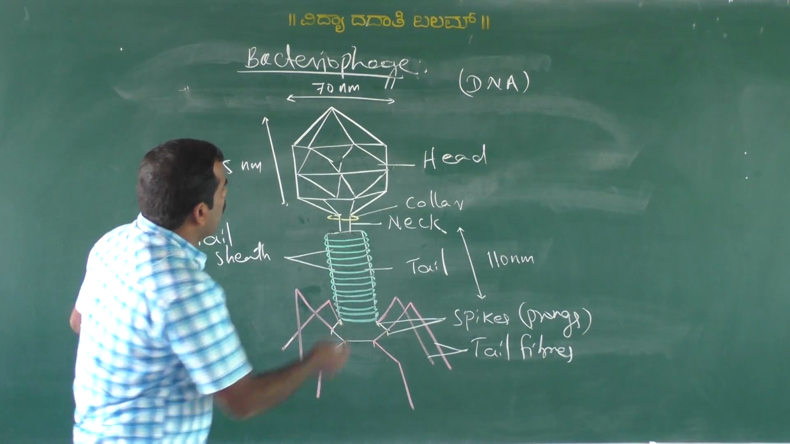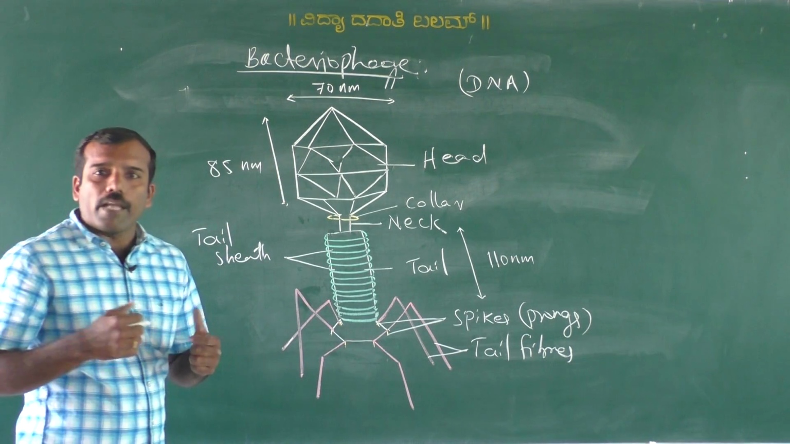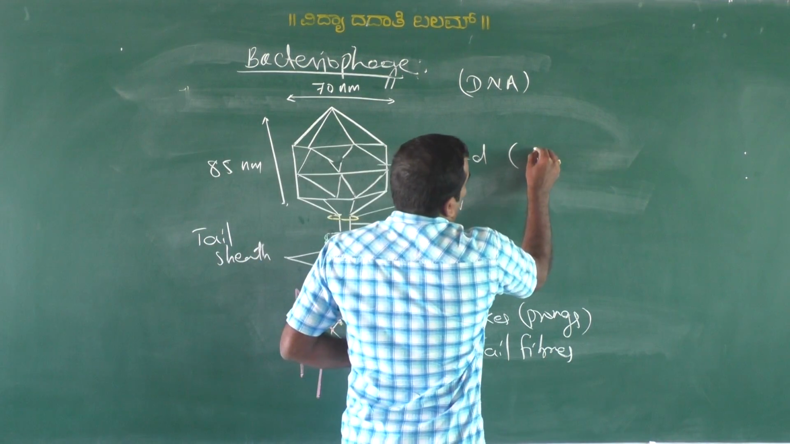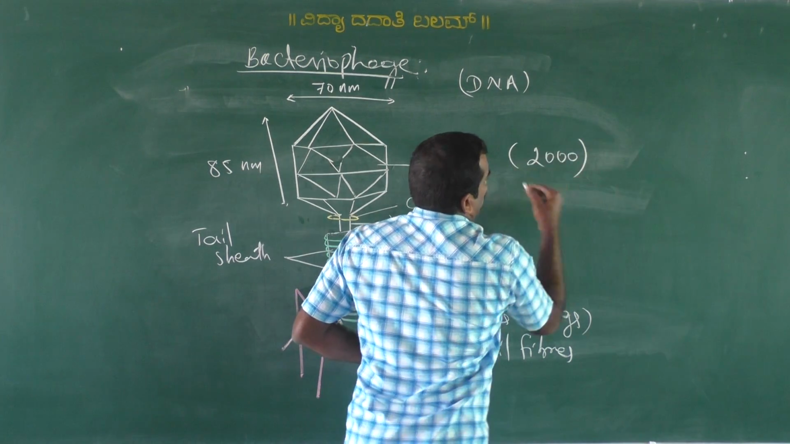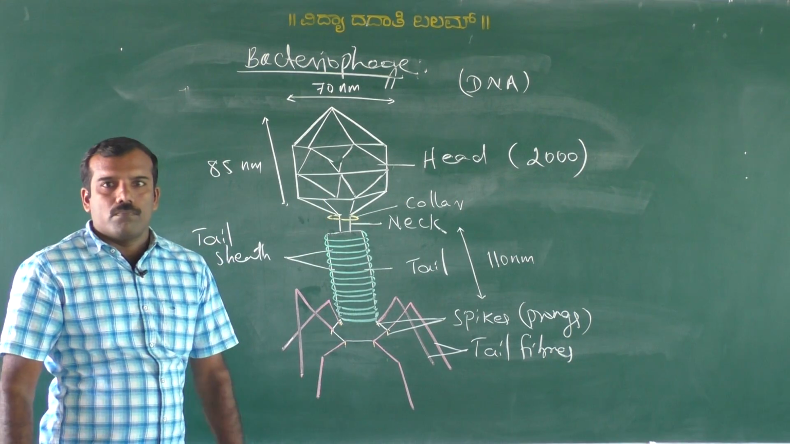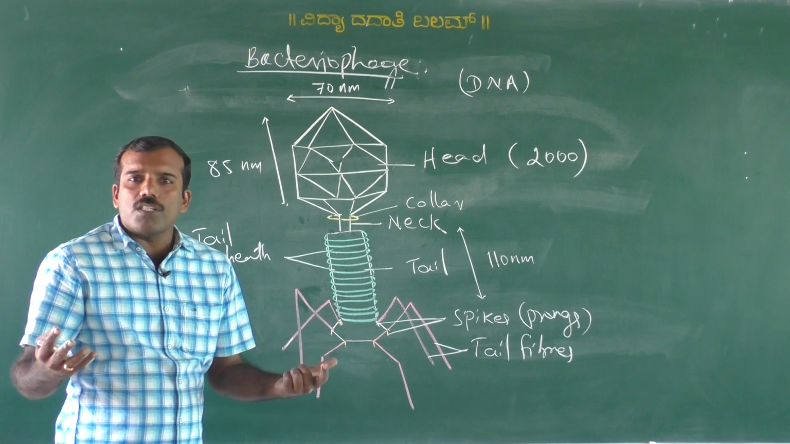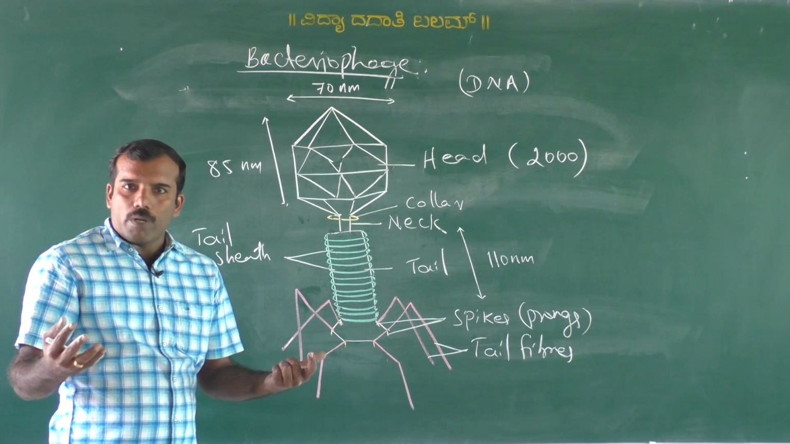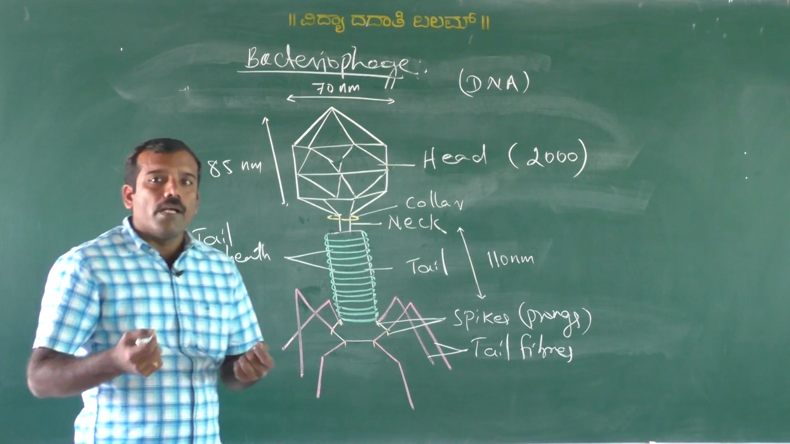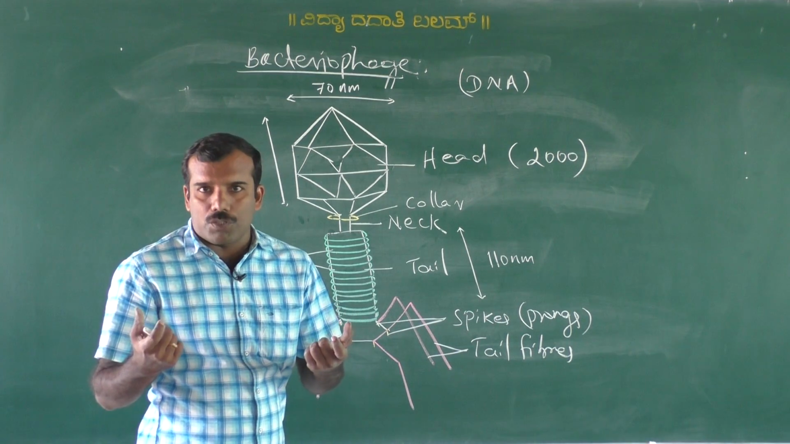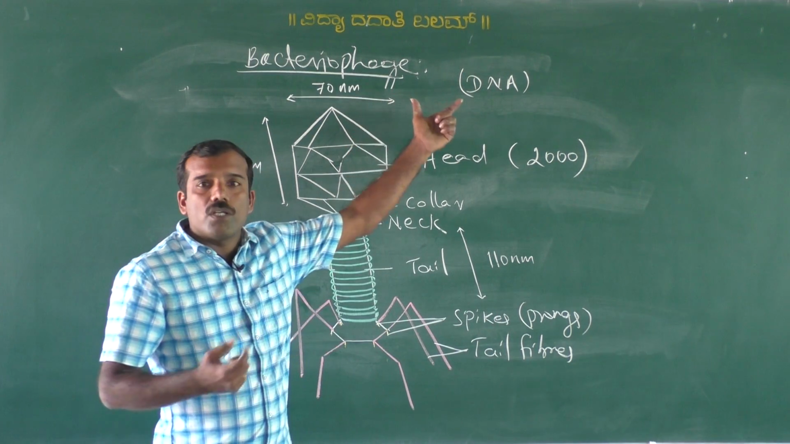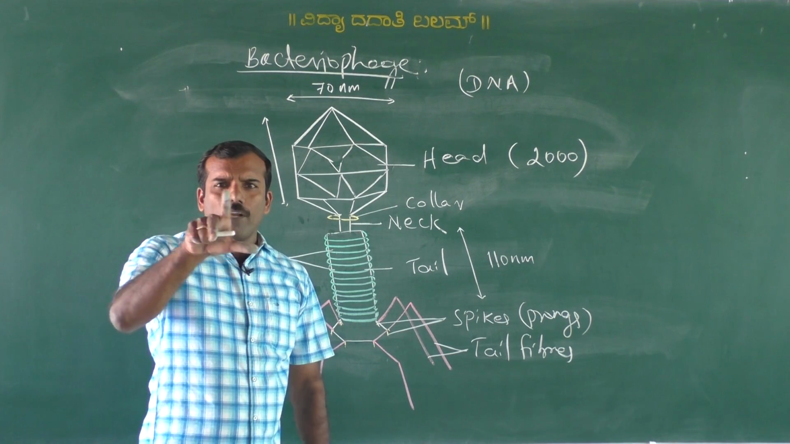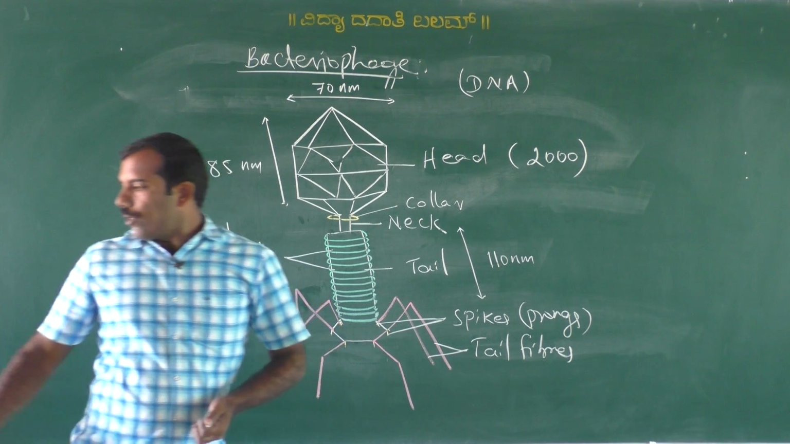So, one more important point, this head is made up of capsid that consists of about 2000 capsomers. So, the entire body of the virus is made up of a protein coat, that is called capsid. Capsid consists of a number of capsomers and genetic material, that is DNA. This is a brief structure of bacteriophage.